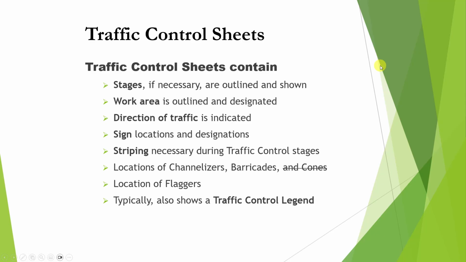Traffic control sheets contain stages if necessary. Work area is outlined and designated. Direction of traffic is indicated. Sign locations and designations. Striping necessary during traffic control stages. Locations of channelizers, barricades, and no cones anymore. Location of flaggers, and typically also shows a traffic control legend, which is important.